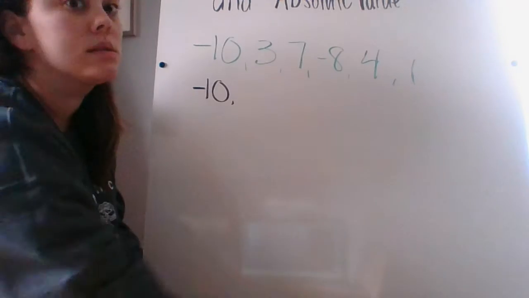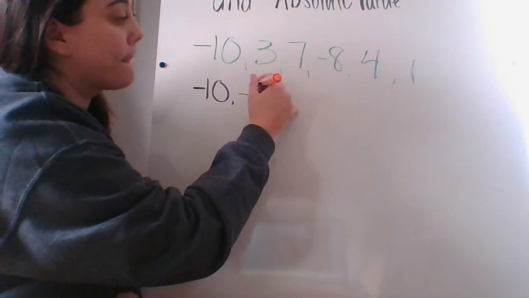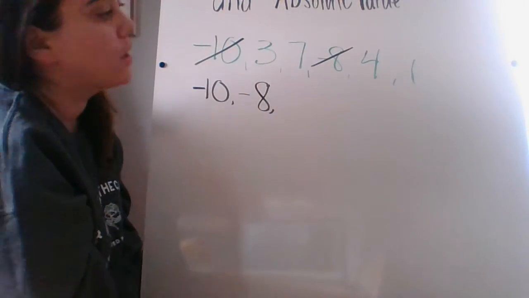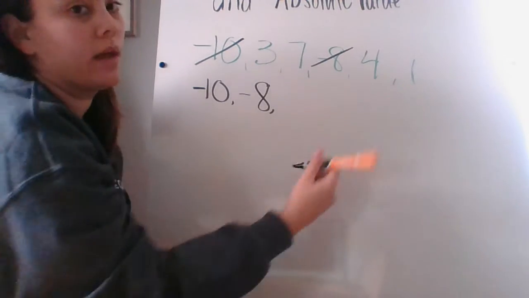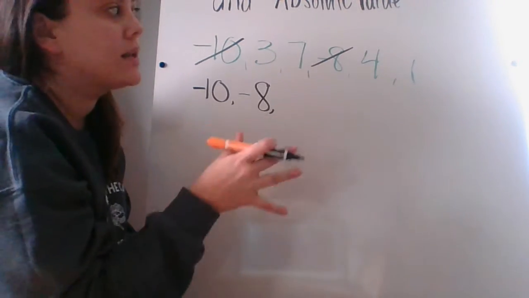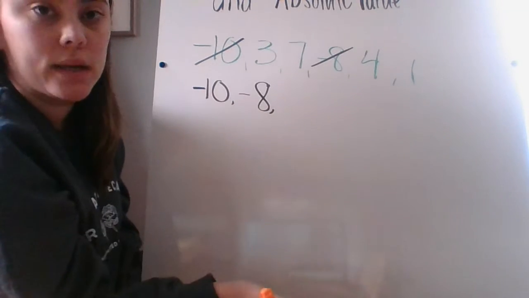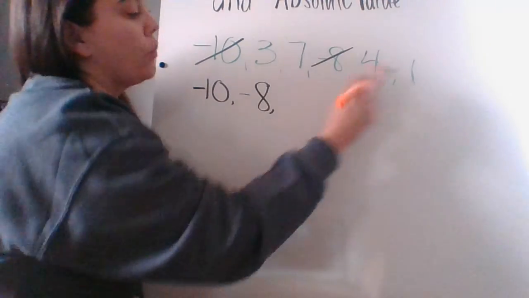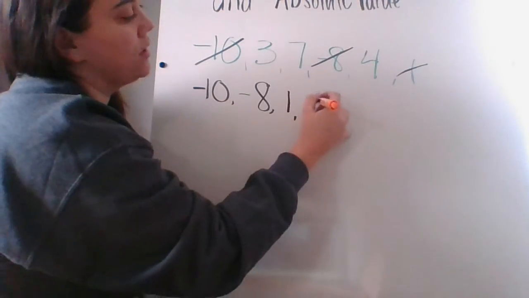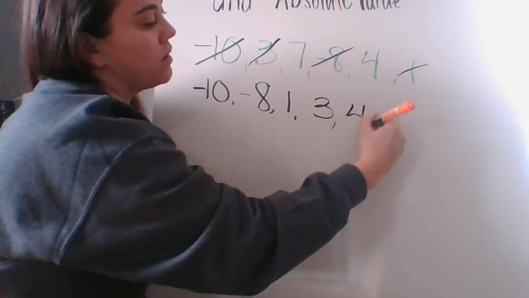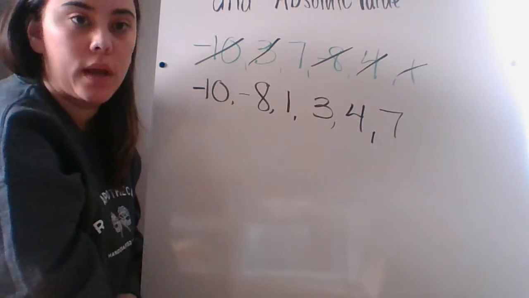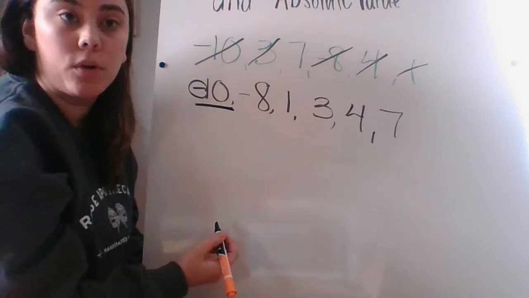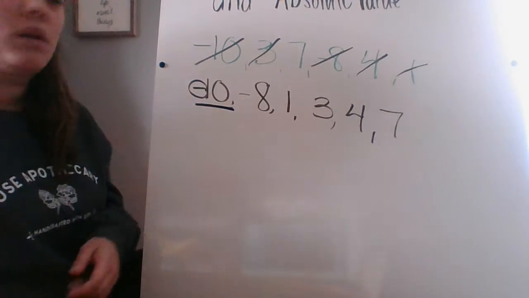The next smallest is -8. So I've used this and this. Now I have 3, 7, 4, and 1 left. So now I'm going to go to the next smallest. None of these have a negative symbol anymore, so I can just now order them from smallest to largest. So I know 1 is next, then 3, then 4, and then 7. So remember, I started with the biggest number with a negative symbol.